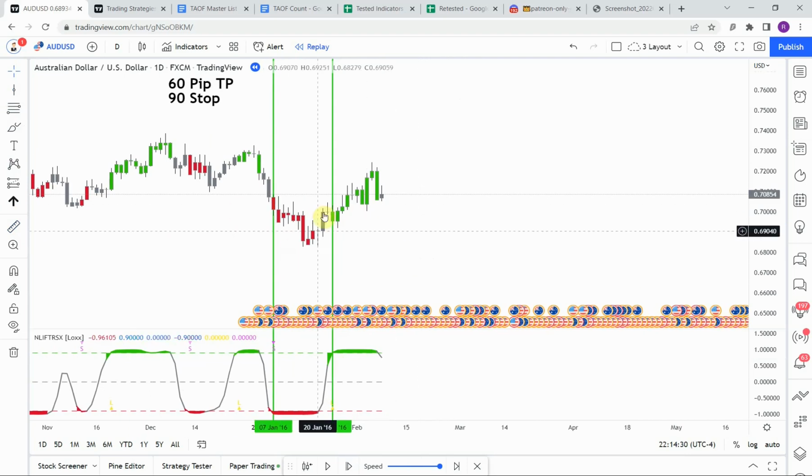All right, so we pick up a long signal right here. You can see that we get the entry there and then a really nice push to the upside, which does come up and get us to our take profit. Let's go ahead and continue on.